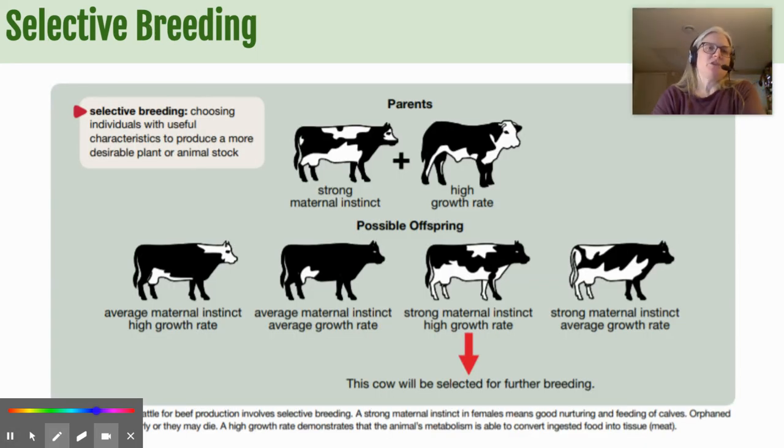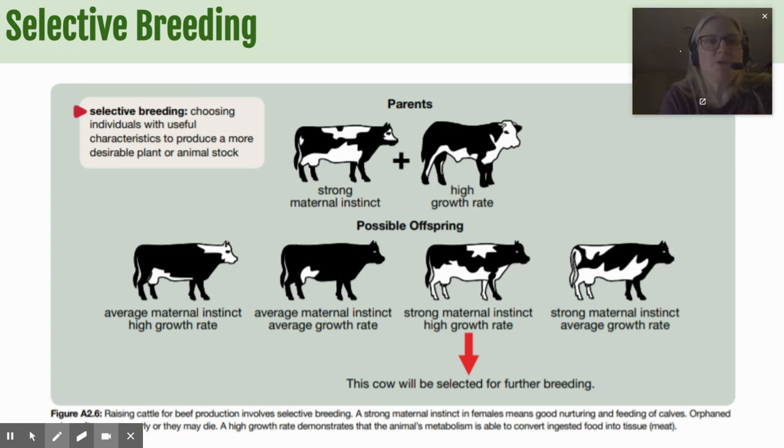All right, so another topic, terminology that you want to become familiar with is selective breeding. And we've probably all seen this somewhere, but maybe never really looked at the term before. You've seen it probably in your life if you have a certain breed of dog or a cat. Selective breeding is when we choose individuals with useful characteristics to produce a more desirable plant or animal stock in this case.